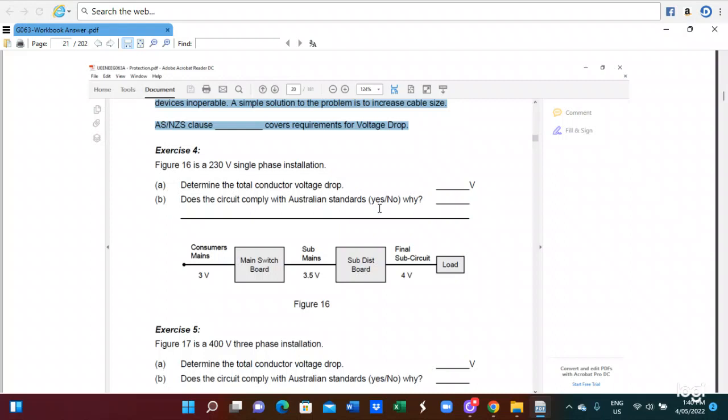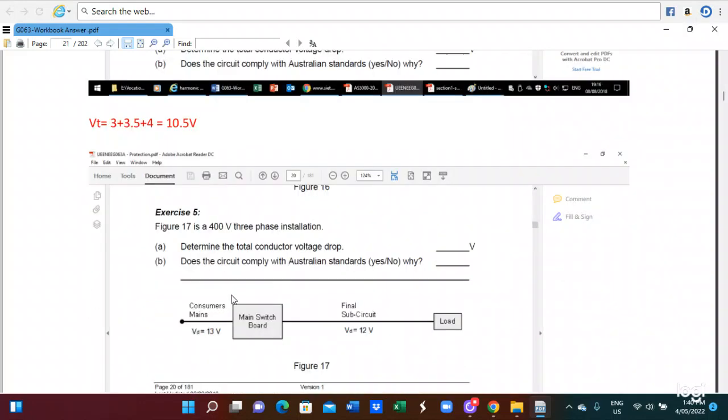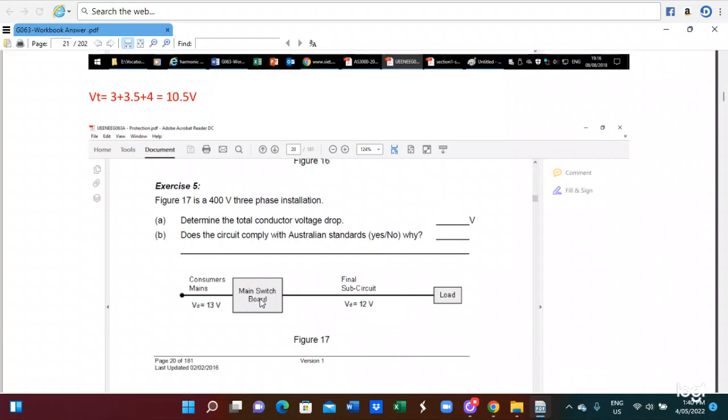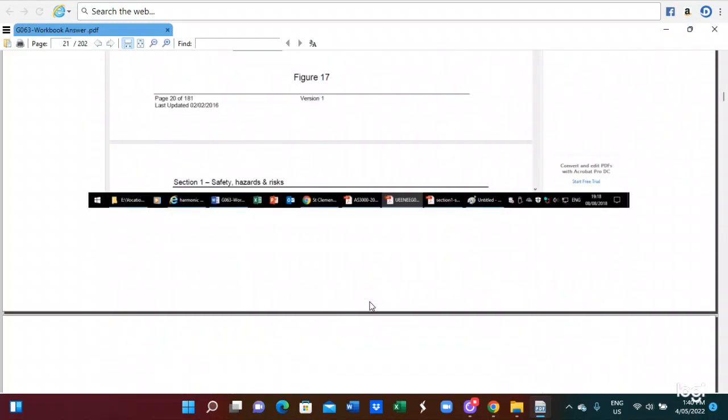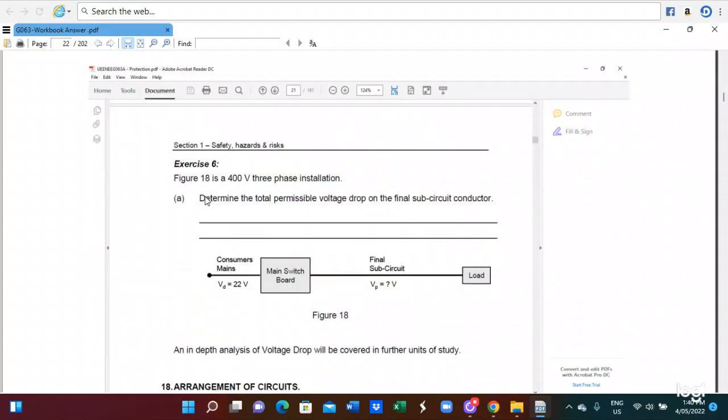This is the range of the single phase electrical installation. Single phase electrical installation: main switchboard, sub-board, and the load. And also this will be the main sub-board. And this is for the three-phase installation diagram to find a circuit. So this is the three-phase installation diagram. So this is the allowable voltage drop. Also, we can see the exercise.